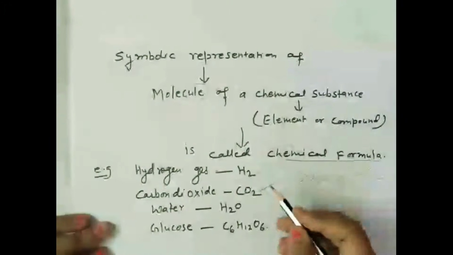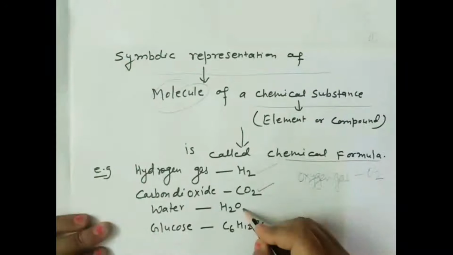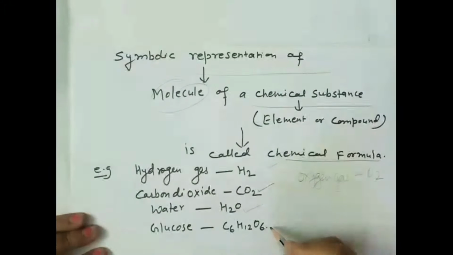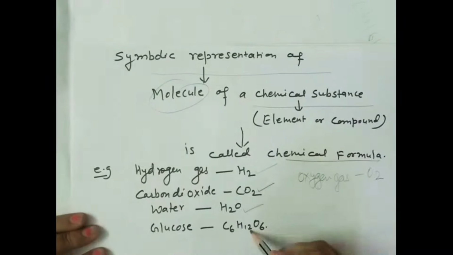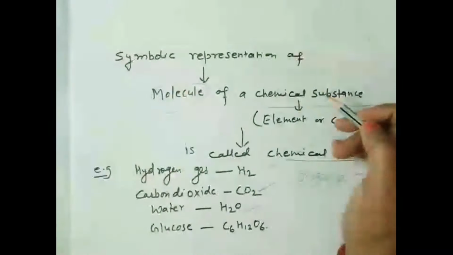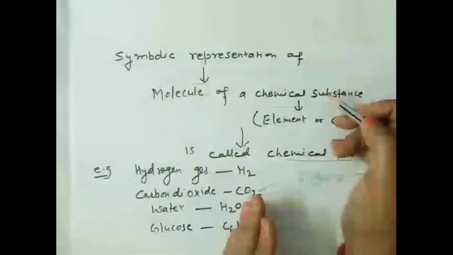Water is a chemical substance, a compound. A compound is made up of molecules. So a molecule of water is composed of two atoms of hydrogen and one atom of oxygen. So the formula is H2O. Glucose is a compound. A compound is made up of molecules. So the molecule of glucose has the formula C6H12O6.